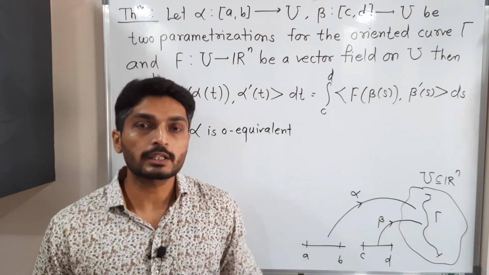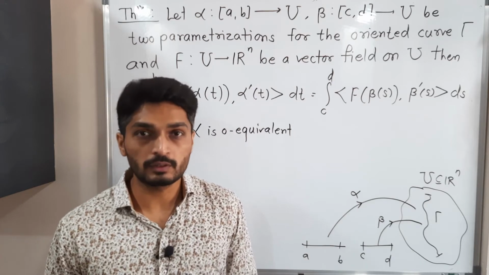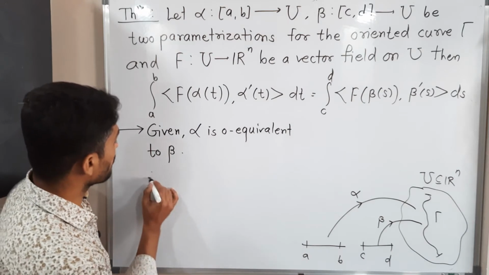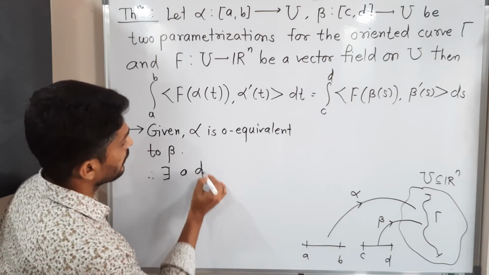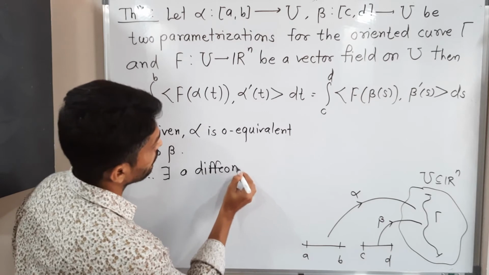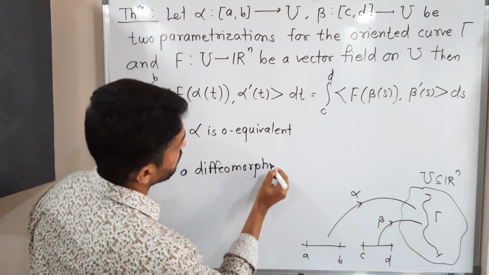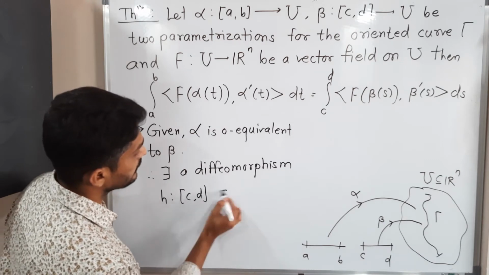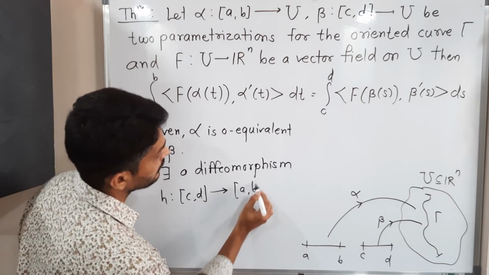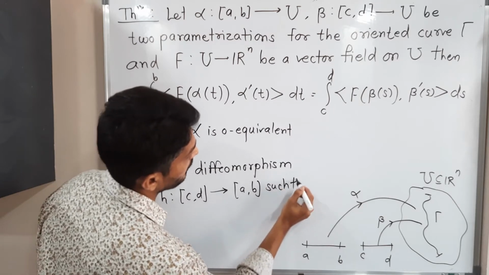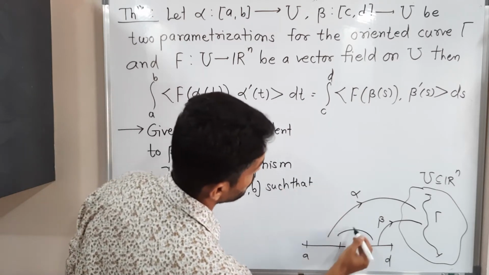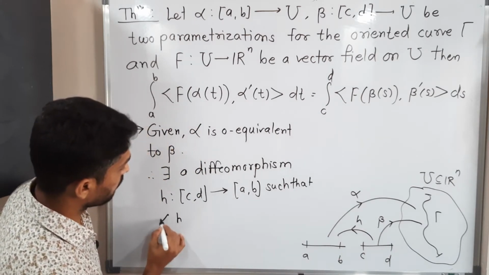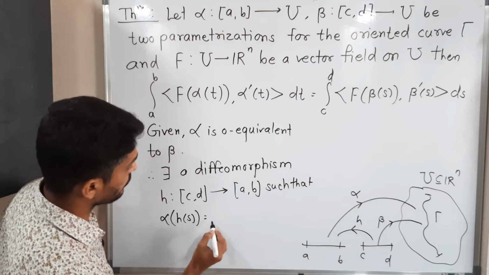Let us start with the given information. We have alpha is O-equivalent to beta. So let us use the definition of O-equivalent curves. Therefore we can write there exists a diffeomorphism h defined from the closed interval [c, d] to [a, b], such that alpha of h of s is equal to beta of s. I will show this in the diagram also.